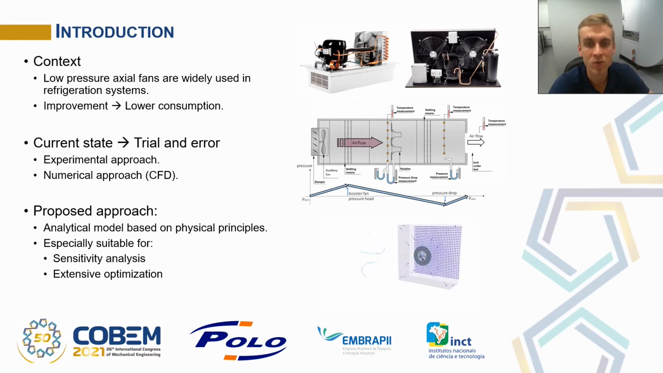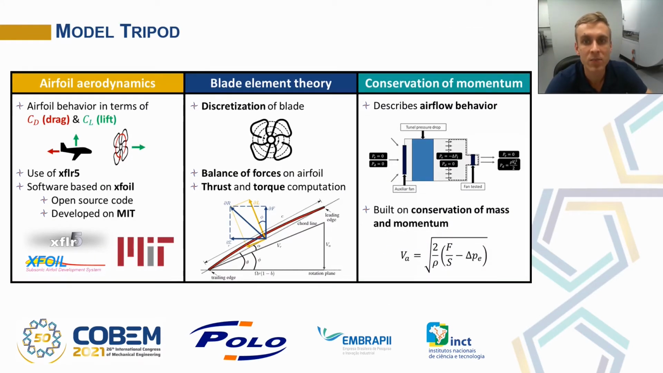The approach put forward in this work relies on a first principle model that allows for fast sensitivity analysis and extensive optimizations. The model considers a discretized blade along the radial direction, and the elements are solved one by one with a formulation based on the tripod formed by the airfoil aerodynamics that describes the aerodynamic forces on the blade section, the blade element theory that translates the aerodynamic force into the axial and tangential coordinate system, giving rise to the thrust and torque components, and the conservation of momentum that describes the effect of the blade force on the flow. These model pillars will be briefly discussed in the sequel.